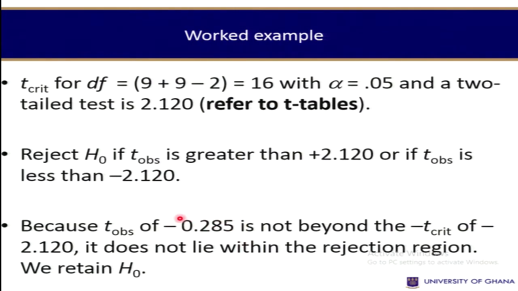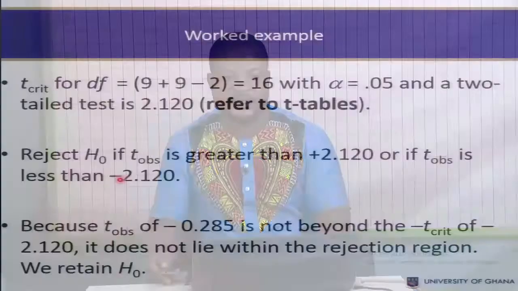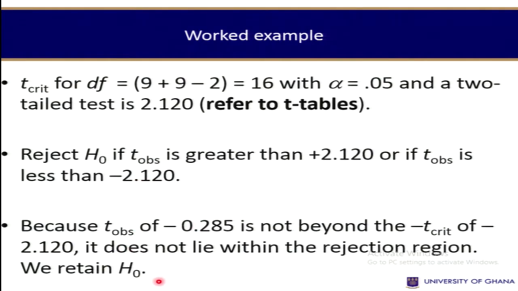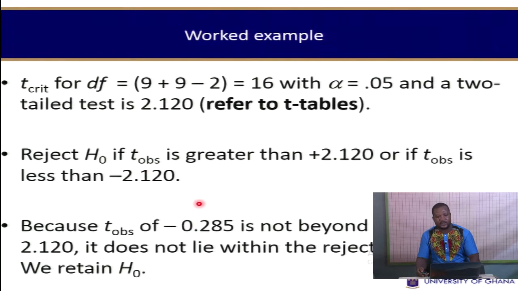Here you can see that the t observed we have obtained, negative 0.285, is not beyond the negative of the t critical. It does not lie within the rejection region. So here we will retain our H0, because this value is actually bigger than this. It's not less, it's bigger than that. So our decision will be to retain our H0. That is how we work out the independent t-test.